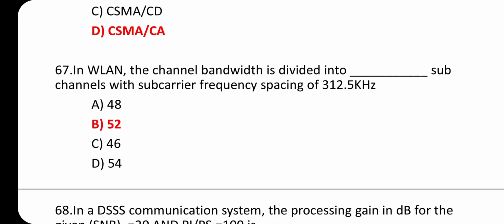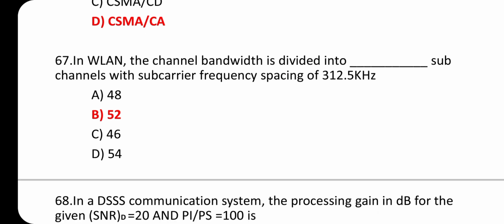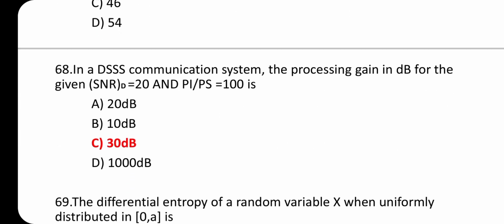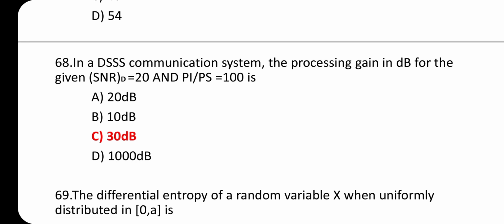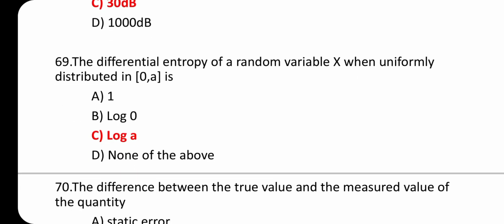In WLAN, the channel bandwidth is divided into sub-channels with subcarrier frequency spacing of 312.5 kHz. Option B, 52. In a DSSS communication system, the processing gain in dB for the given signal to noise ratio of 20 and PJ by PS equal to 100 is option C, 30 dB.